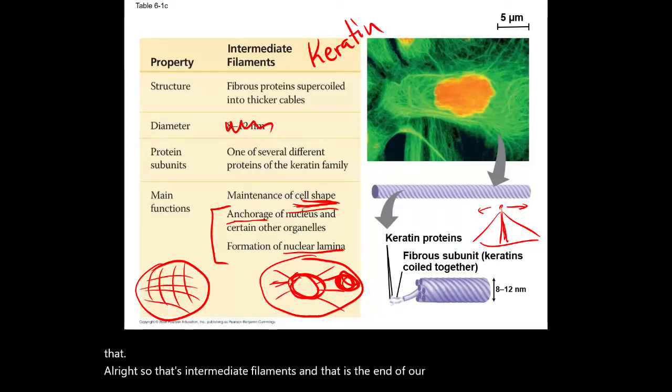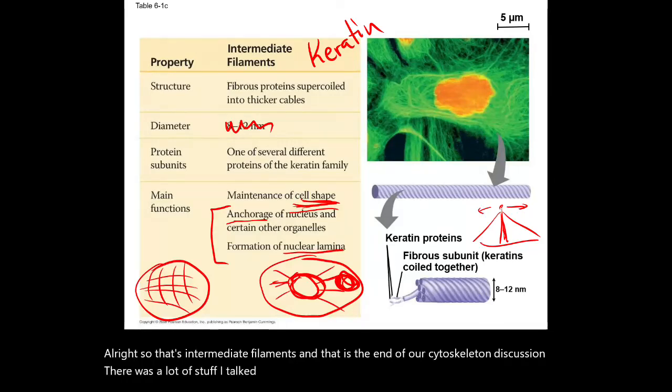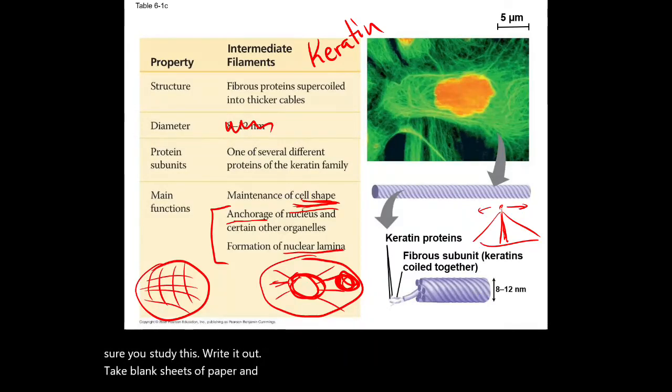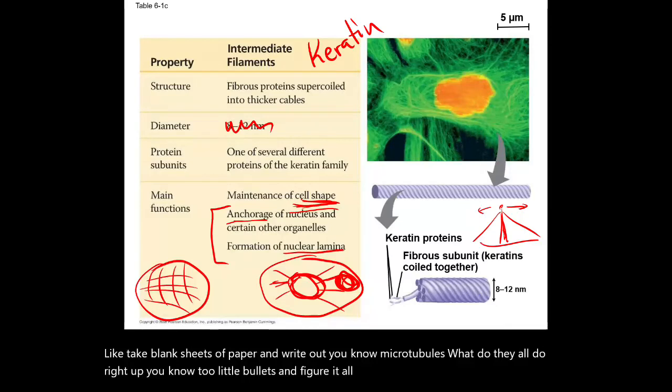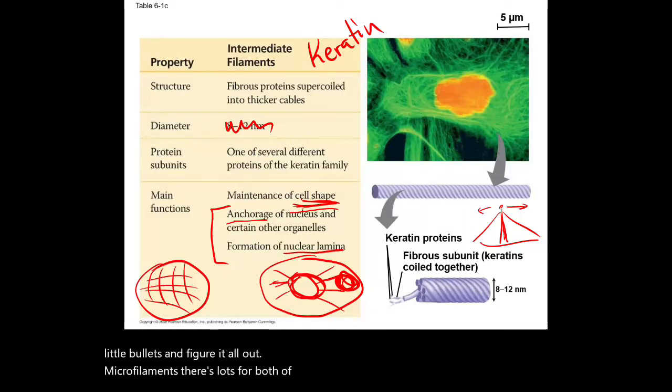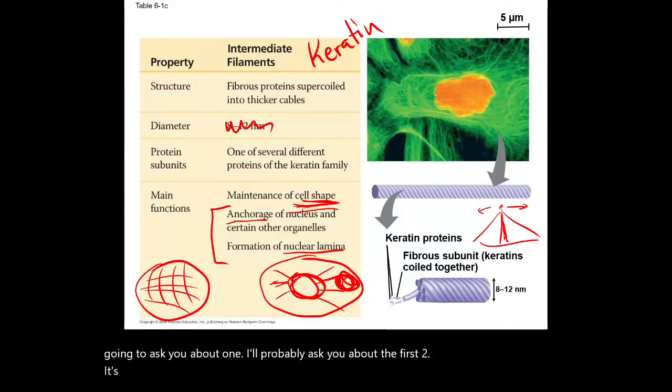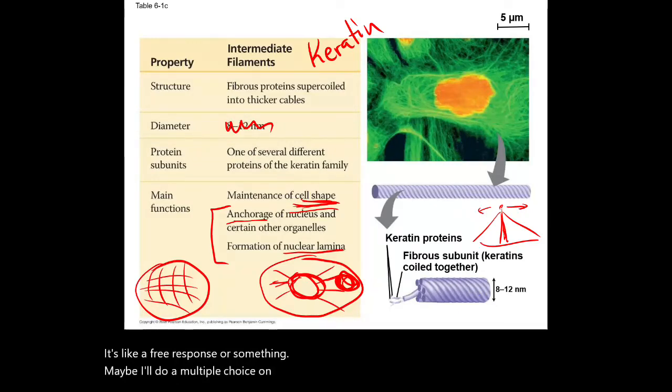There was a lot of stuff I talked about with the cytoskeleton, a lot of stuff to learn. So make sure you study this well, write it out, take blank sheets of paper and write out microtubules. What do they all do? Do little bullets and figure it all out. Microfilaments, there's lots for both of those, less so for the intermediate. So if I'm going to ask you about one, I'll probably ask you about the first two, if it's like a free response or something. Maybe I'll do a multiple choice on the intermediate because they're not that exciting.